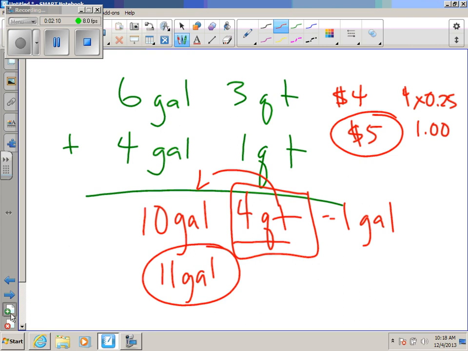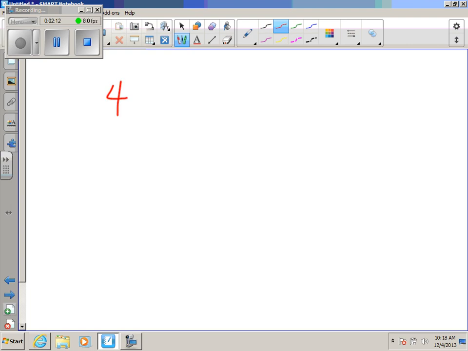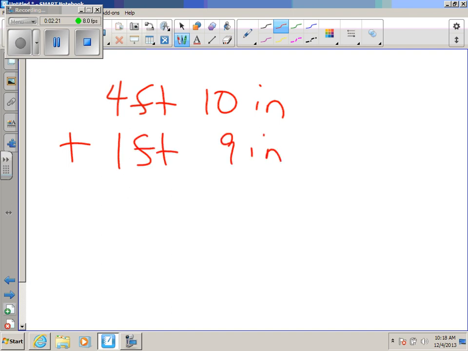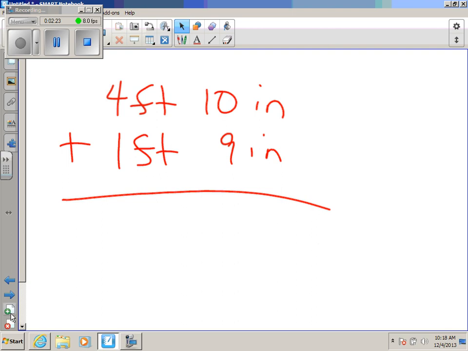Now here, 4 feet 10 inches, we're going to add that to 1 foot 9 inches. We're going to add the 10 and the 9, and we're going to get 19 inches. And here we're going to get 5 feet.